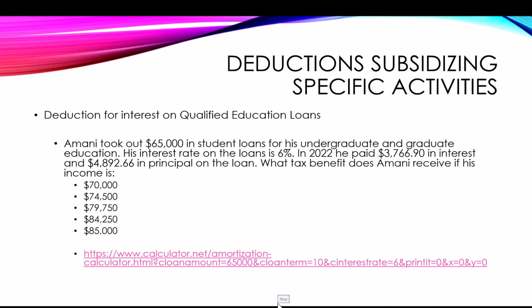The question asks what tax benefit Amani will receive if his income is, and you can see we have income ranging from $70,000 all the way up to $85,000. In case you're interested in understanding what your interest payments would be and how much your principal payments would be for various loans, I've included a link to a loan amortization calculator at the bottom of these slides.